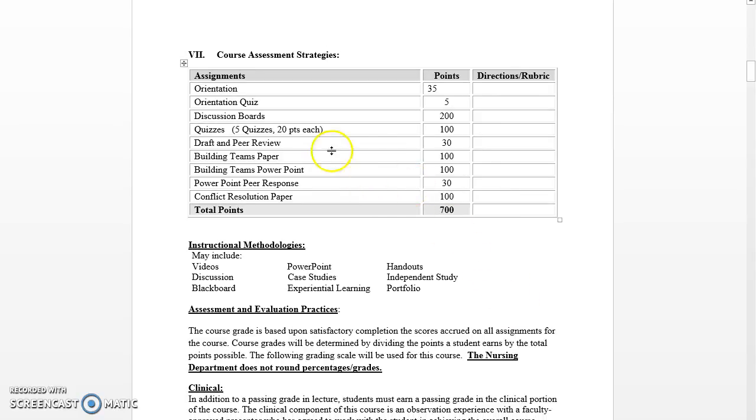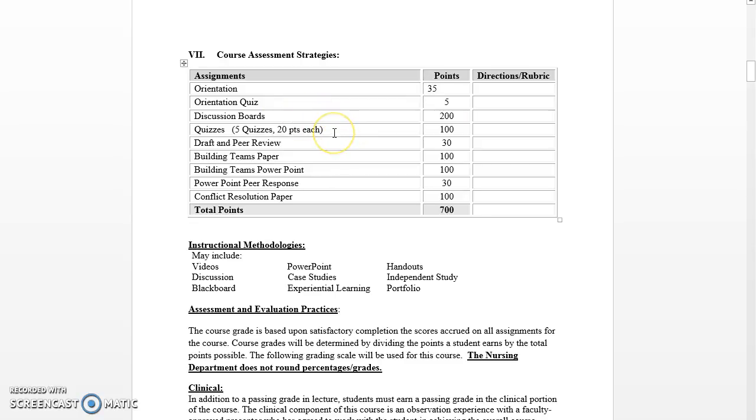Here's your course assessment strategies. There's a total of 700 points in the course. Just coming to the orientation, the first week of class you automatically get 35 points. We do have an orientation quiz that you'll see on the schedule and we posted on week 1. There is 5 discussion boards.